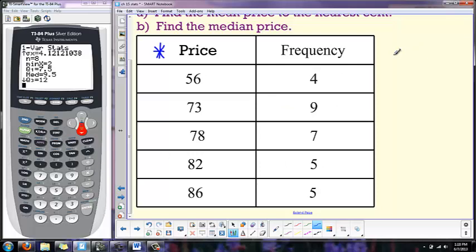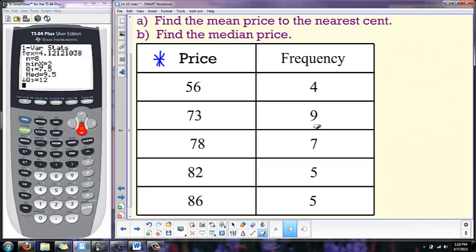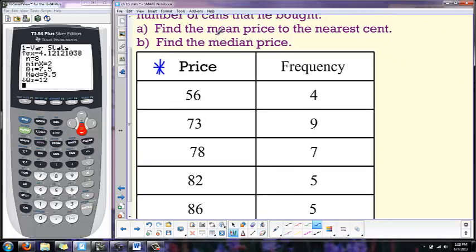If I didn't have a frequency table, in order to list all this stuff out, it would be 56, 56, 56, 56. Then I'd have to write out 9 73s. And this list would be just so big because there's 4, 9, 7, 5, 5, tons of numbers, that it's just so much easier to list it out into a frequency table instead. So we are going to input this frequency table into your calculator, and I'm going to show you how to do that. And we are going to look to find the mean price and the median price.